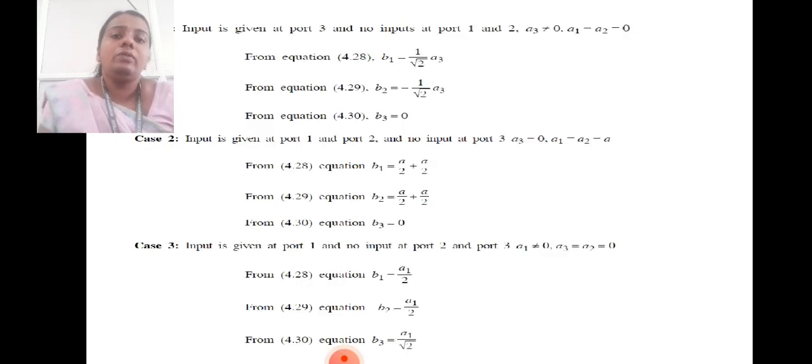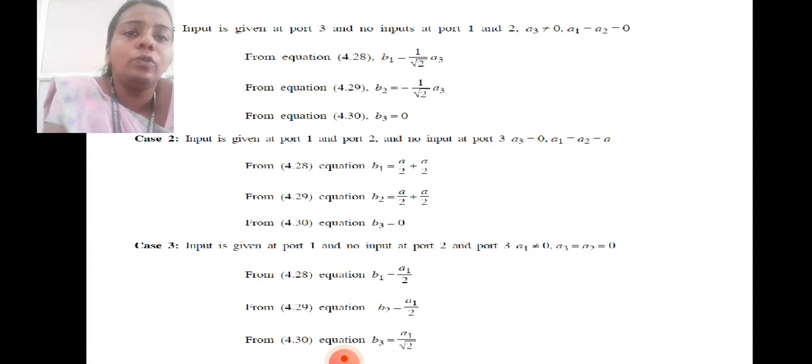So next we are considering 3 cases. The first case, the input is given to port 3 and there is no output at ports 1 and 2. In that condition A3 is not equal to 0 and A1 and A2 will be equal to 0. And from equation 4.28 we will be getting B1 is equal to 1 by root 2 A3. From 4.29 we will be getting B2 is equal to minus 1 by root 2 A3. Similarly from equation 4.30 we will be getting B3 is equal to 0.